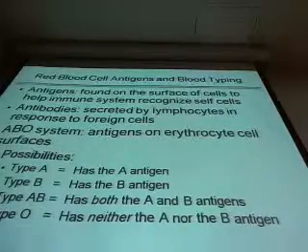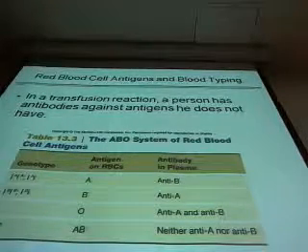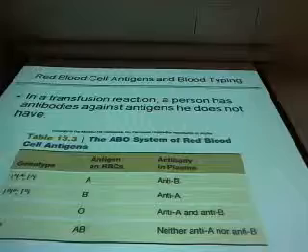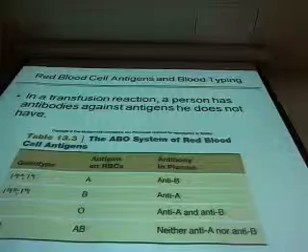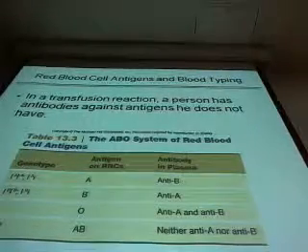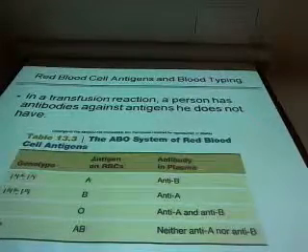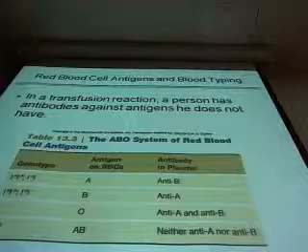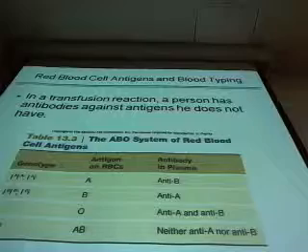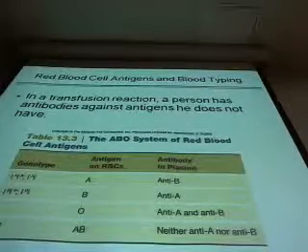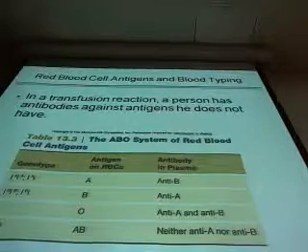But let's look at transfusion reactions. Like I said, A makes anti-B, B makes anti-A, O makes both of them, AB makes neither. So if you put A blood into an AB person, nothing's going to happen because there's no anti-A. You can put B blood into an AB person, nothing's going to happen. You can put O blood in, nothing's going to happen.